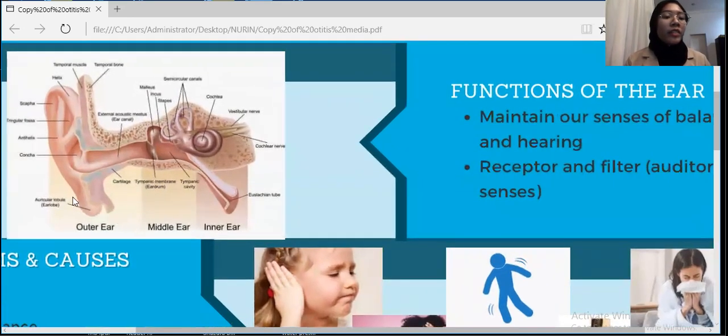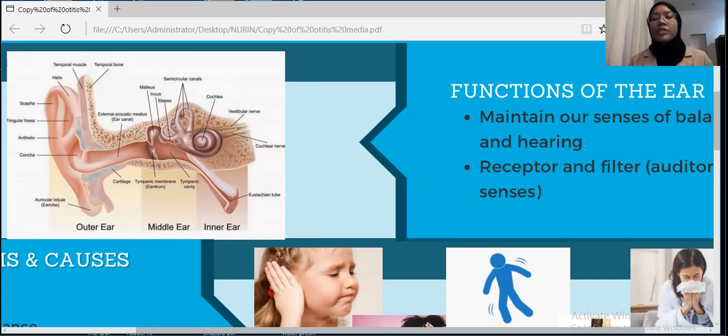In the outer ear, we have the earlobe, the helix, temporal muscle, temporal bone, cartilage, and the ear canal. In the middle ear, we have the tympanic membrane, tympanic cavity, and some components called malleus, incus, and stapes. In the inner ear, we have the eustachian tube, cochlear nerve, vestibular nerve, and cochlea.